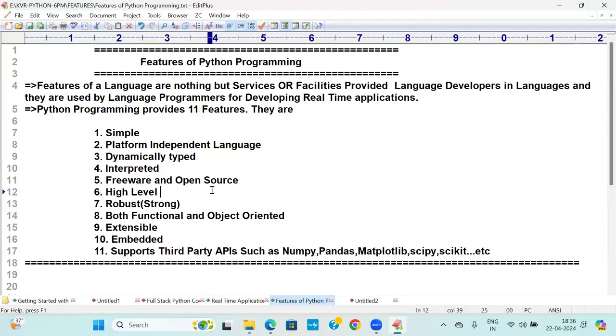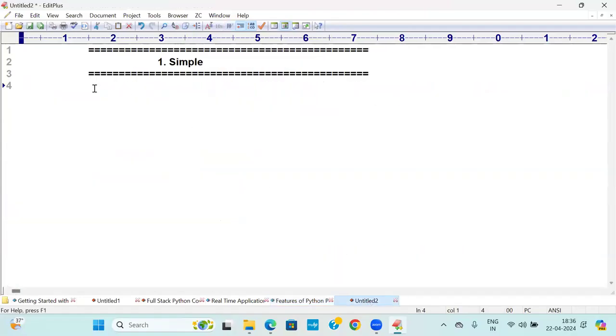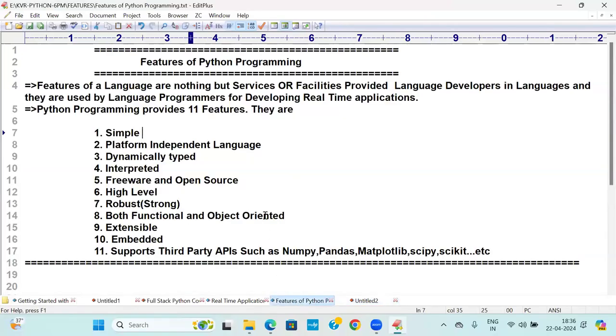Okay now? So let me start the first feature called simple. Let me start with the first feature. Python is simple or difficult, I want to explain here. You started with C language. You learned C language. How many of you know C language here? I will ask this question very regularly in the class.